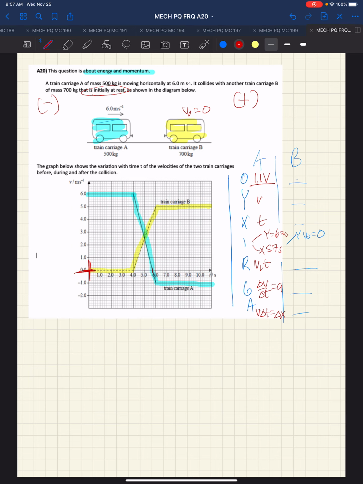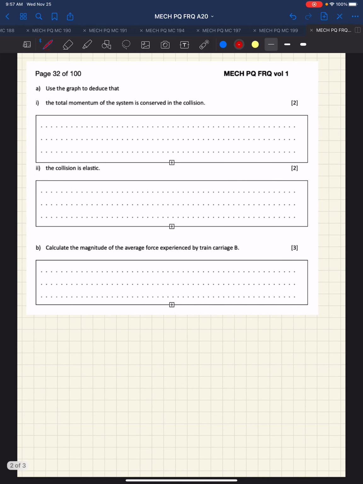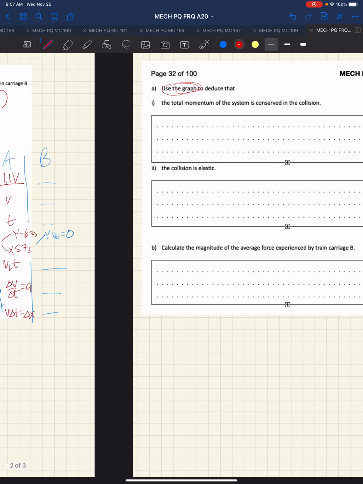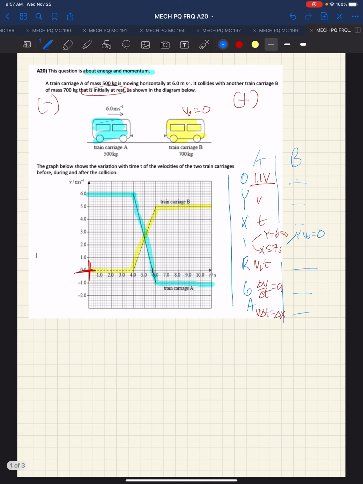And so now we go on to the next question, and it says, use the graph, and this is important, to show the total momentum of the system is conserved in the collision. So we are being asked, is the momentum conserved? Does P0 equal the momentum afterward? Well, beforehand, we have the momentum of A, and afterward, we have the momentum of A prime and the momentum of B. So we have MA VA equals MA VA prime plus MB VB.